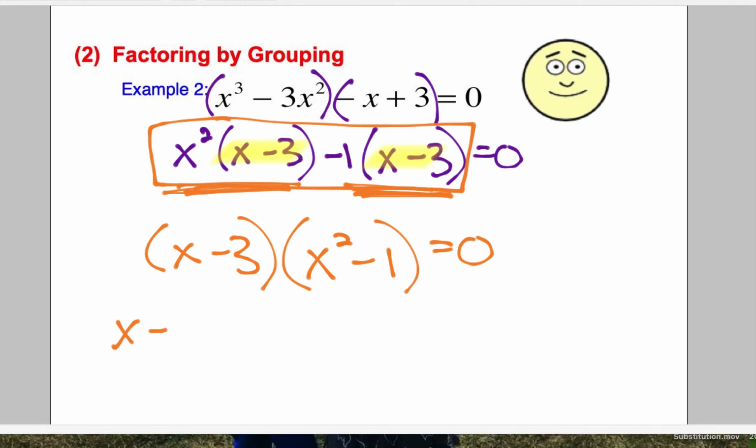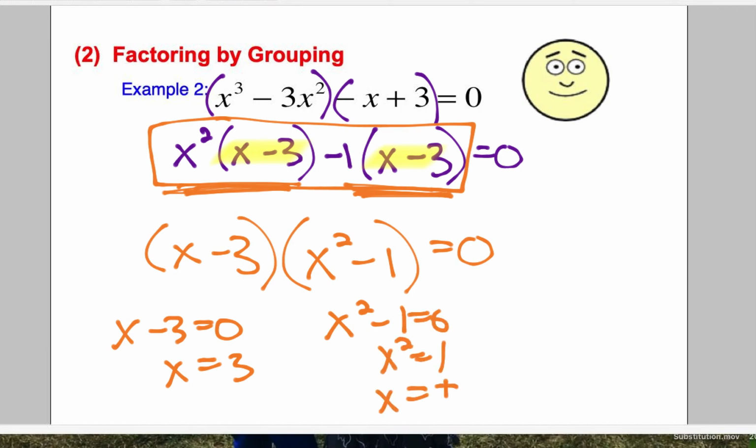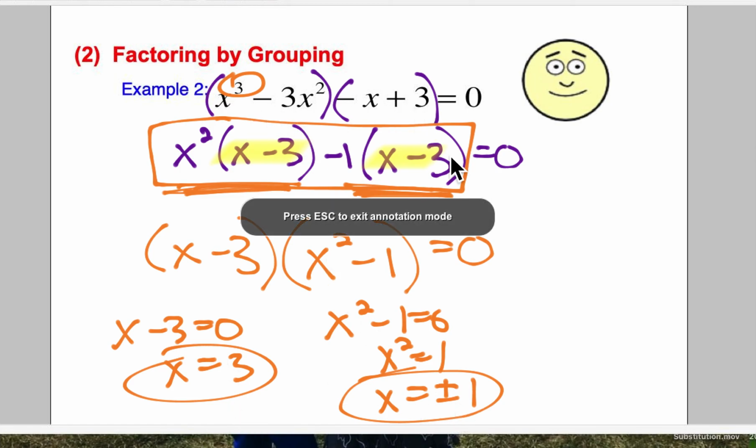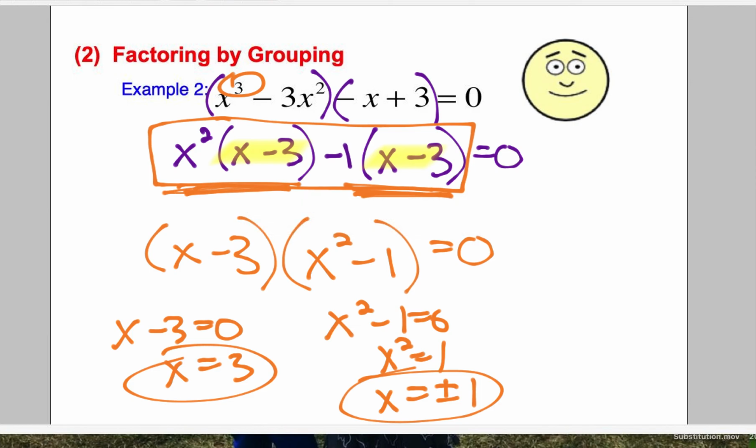So I set x minus 3 equal to 0. I'll get x equals 3. x squared minus 1 equals 0. I'll get x squared equals 1, and I'll get x equals plus or minus 1 when I take the square root of both sides. So I have three answers, which matches my original degree of 3, which is a great little check. You can certainly plug these numbers in to make sure you get 0 when you plug them back in. But that is, in a nutshell, factoring by grouping.